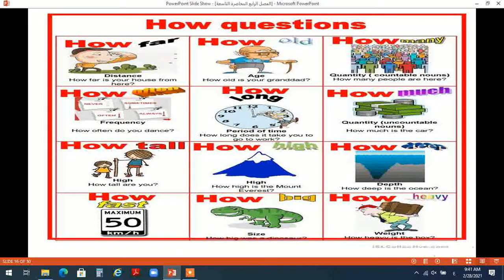إذا كما تلاحظون how questions are so many different. There are so many various things that we can ask about by using the WH word how.